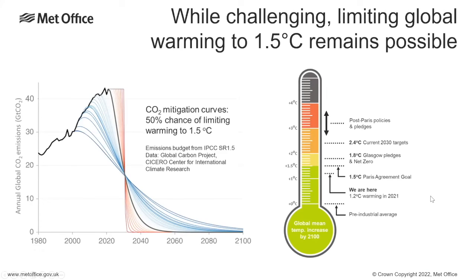The thermometer on the right-hand side says where we are now. So we're currently at 1.2 degrees of warming in 2021, latest figures from the Met Office. We'd like to stay below 1.5 degrees. If we take all of the pledges from the 2030 targets and assume that they will happen, that will get us down to 2.4 degrees. So fantastic progress, but it needs to be achieved.